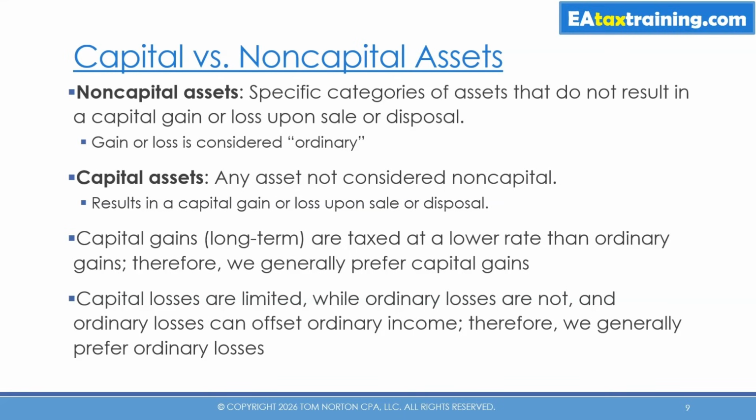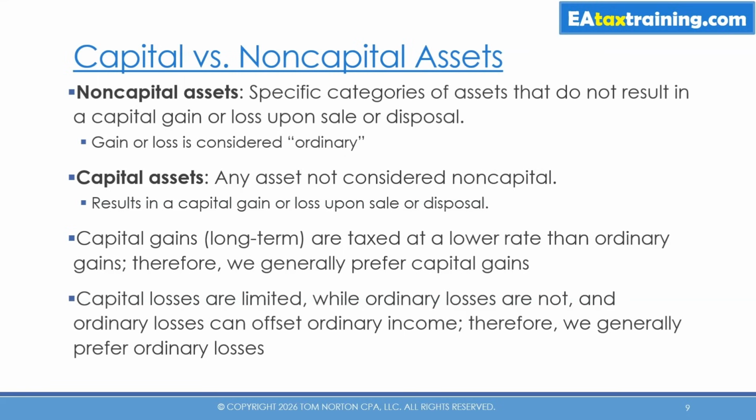Ordinary income, again, means it's taxed just like all of your other income, like your salary and wages, your interest income, your dividends, etc. That is ordinary income. Capital assets, then, are any assets that are not considered non-capital. So if they are not on the list of assets that are not capital assets, then they are capital assets. When you sell a capital asset, it is treated as a capital gain or loss.